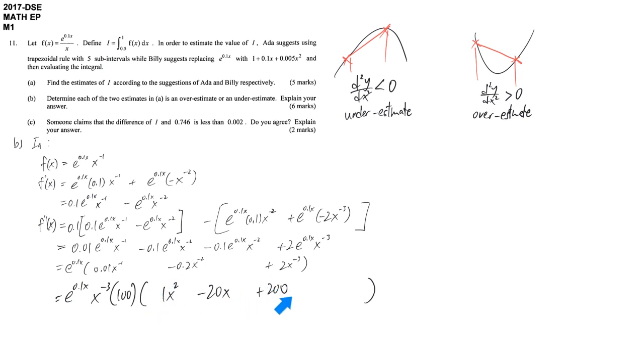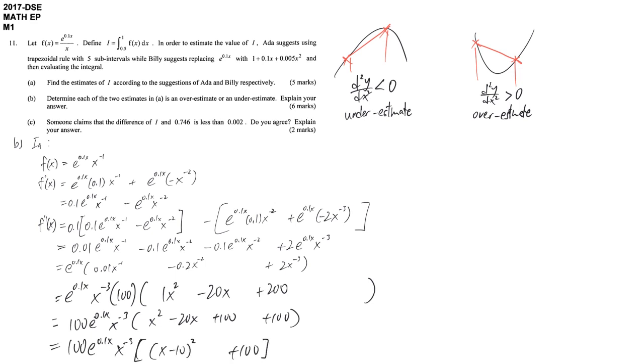To know whether it's always larger than 0, we can do it by completing the square. 100 e^(0.1x) x^-3. Then what is inside is x squared minus 20x plus 100, and then plus another 100 without changing the value. So what is inside is (x minus 10) squared and then plus 100. On top of a square, we add a positive value, so this is always larger than 0 for all x between 0.5 and 1.